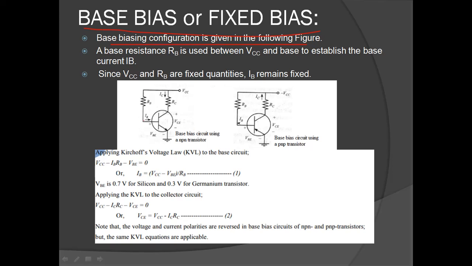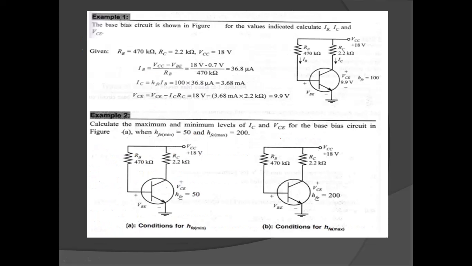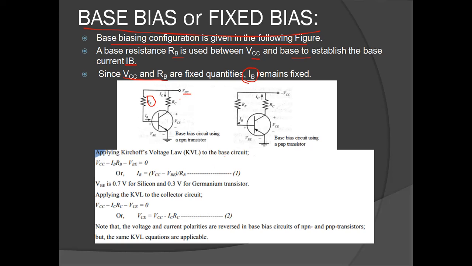We are applying the input to the base. The base resistance RB is used between VCC and the base to establish a base current IB. To establish the base current, we use the resistor RB and the voltage VCC, the input voltage. Since VCC and RB are fixed quantities, the current IB remains fixed. Now we apply Kirchhoff's voltage law to the base circuit. What is the base circuit? This is the base circuit.